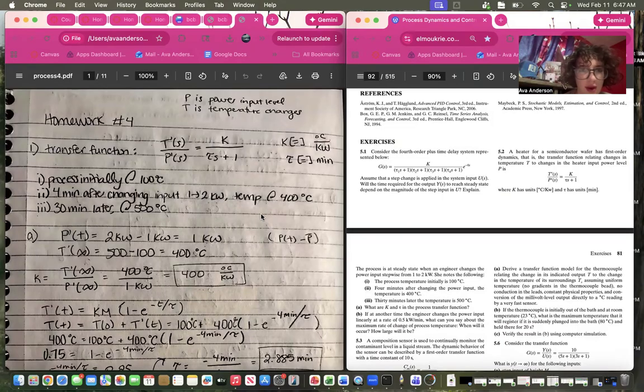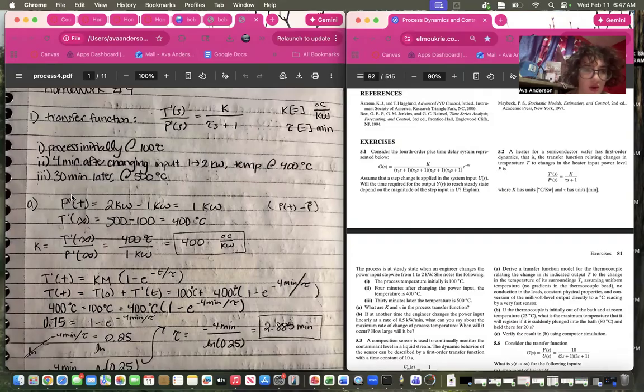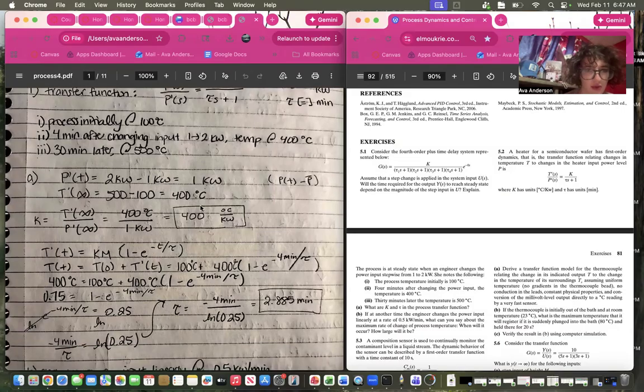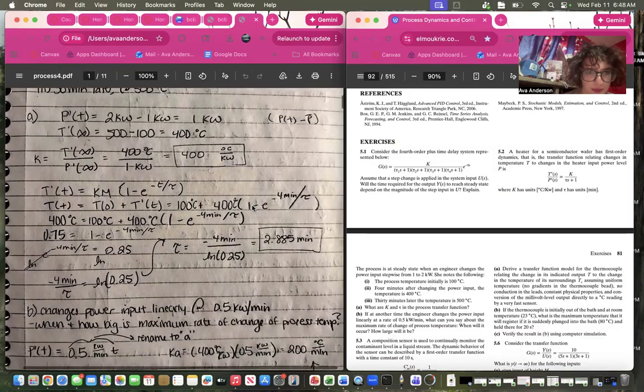So given that P is the power input level and T is the temperature change, we can solve for P prime of T, which ends up being 1 kilowatt, and it's basically the change in P, and we can solve for T prime, which ends up being 400 degrees Celsius. And then from there, we can solve for K, which is just T prime divided by P prime, which is 400 over 1, which is just 400, but it's degrees Celsius per kilowatt.